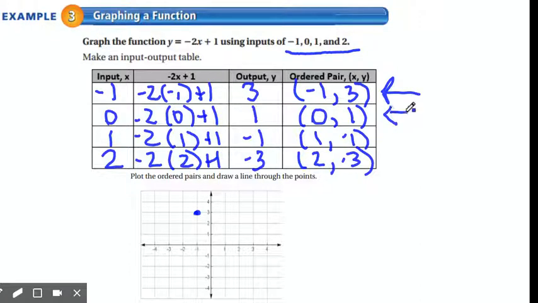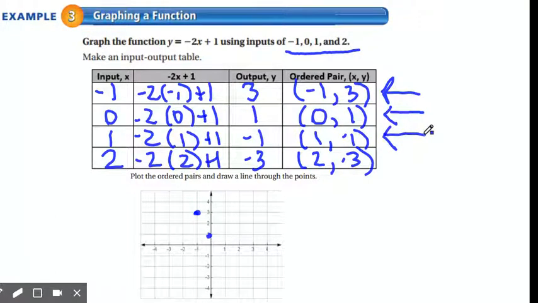Then our second point, which is 0, 1, means you're going side to side 0 and up 1. My points might be a little bit off, but you can get the gist of it, I guess.